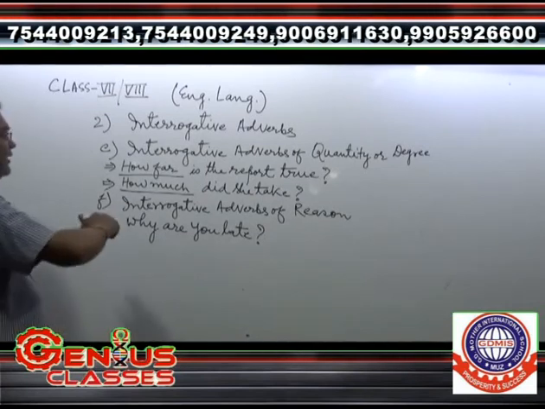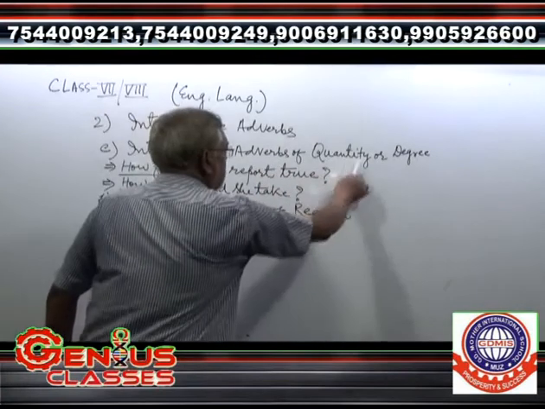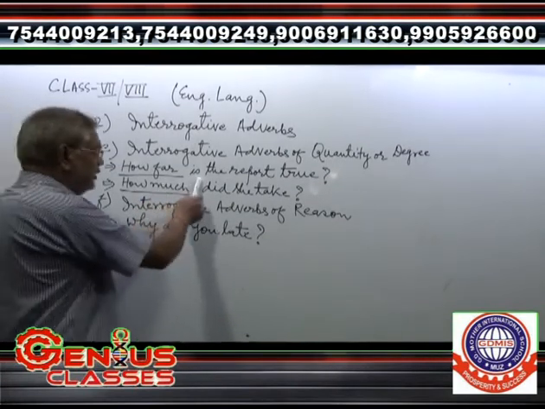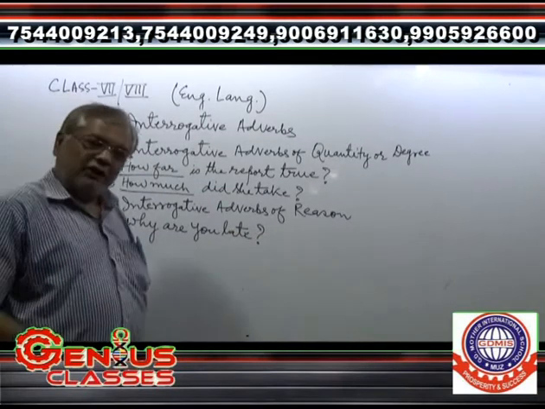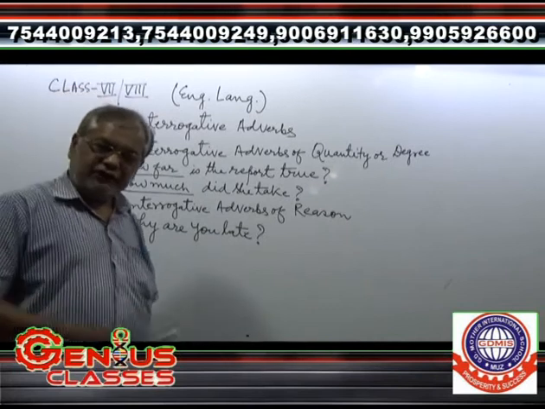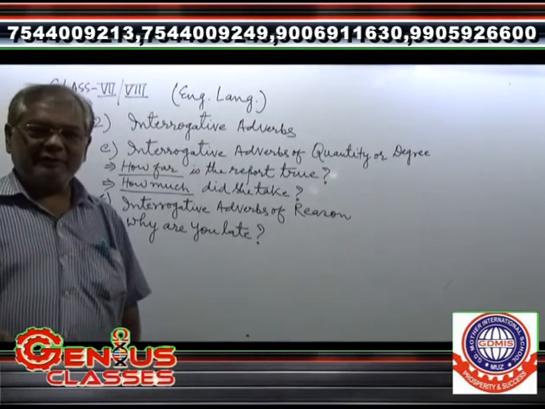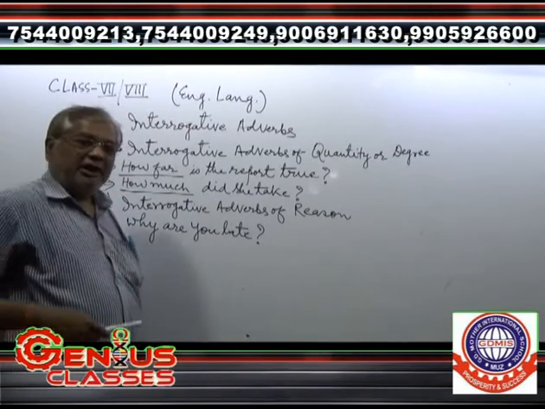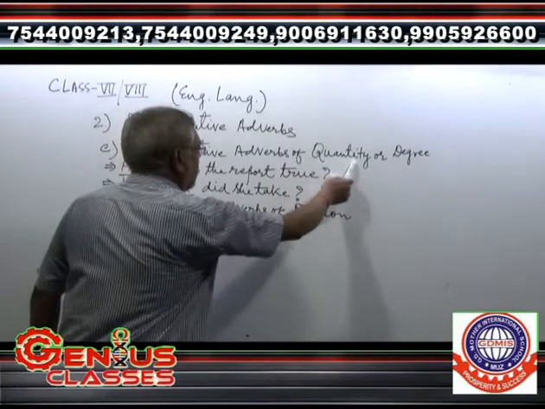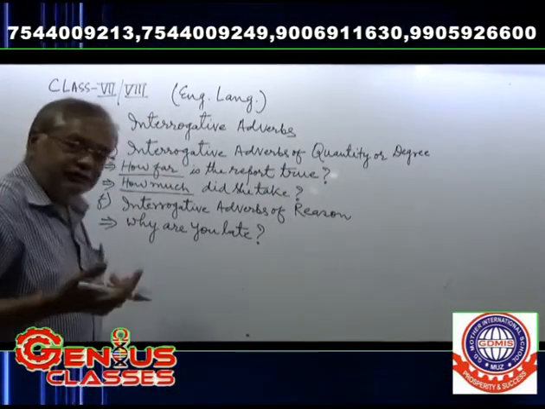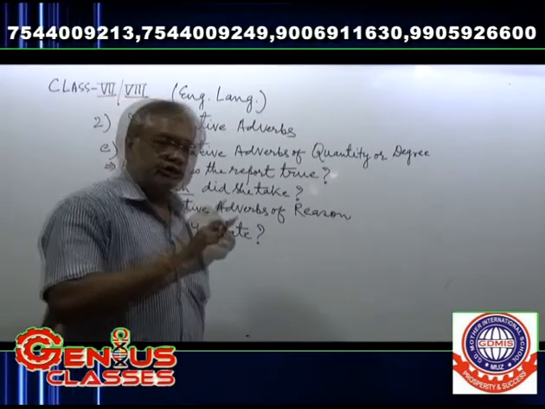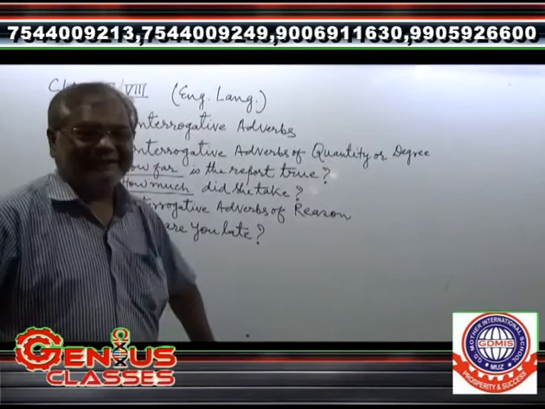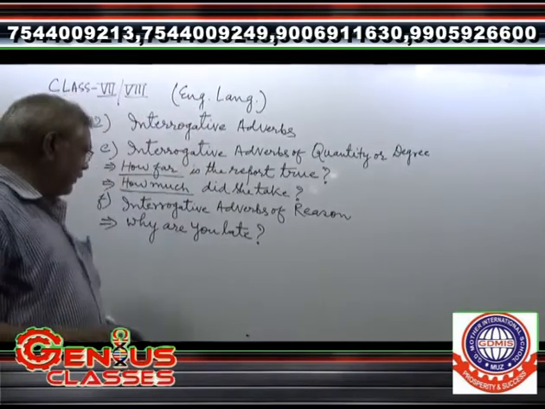So, certain examples in case of interrogative adverbs of quantity or degree: how far is the report true? Another example is, how far is the station from here? Then, how much did she take? These are the examples of interrogative adverbs of quantity. The word I have underlined, used when asking questions, is the adverb. Then interrogative adverbs of reason mean asking the reason or cause, and for this, why are you late?